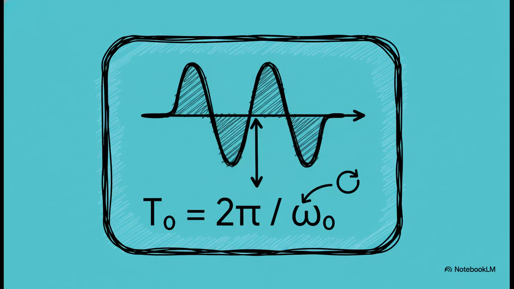And lucky for us, for the signals we see all the time, sinusoids, there's a really simple and elegant formula. The fundamental period, t0, is just 2 pi divided by the angular frequency, omega naught. And remember that omega naught is just the number that's multiplying t right inside the cosine or sine function.